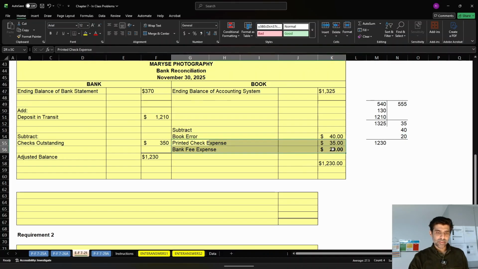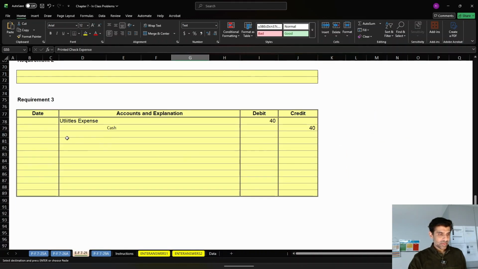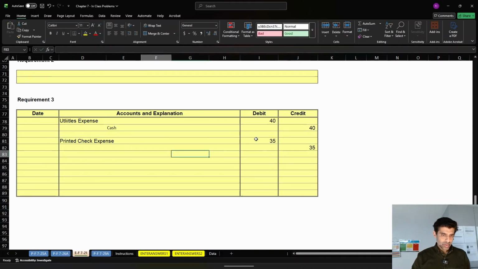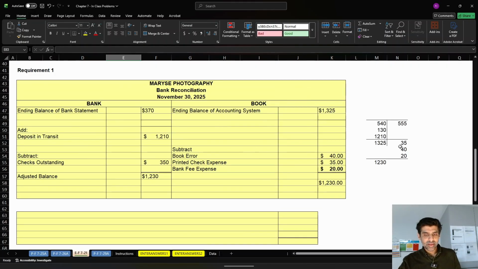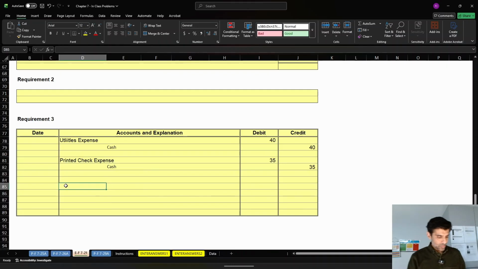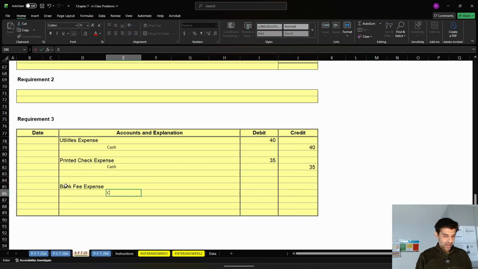Next one, printed check expense. Okay, I'm kind of telling you the account here even. So printed check expense, debit, credit to cash. Again, cash is always going to be involved here because that's the whole point of this. And then finally, bank fee expense, cash, 20.